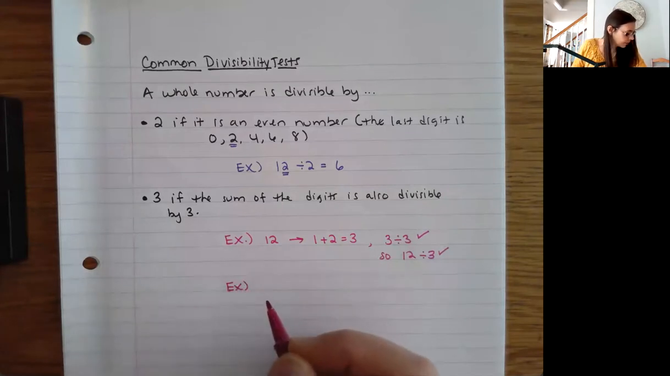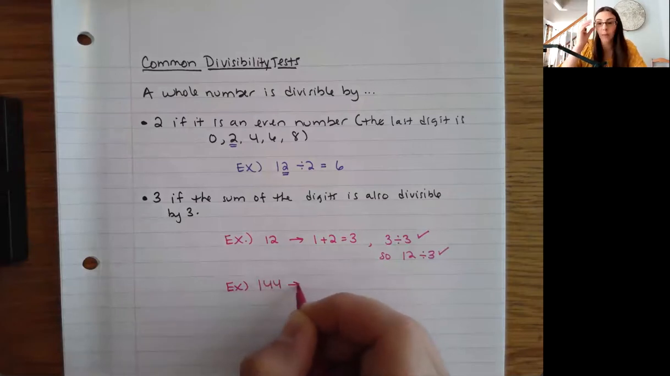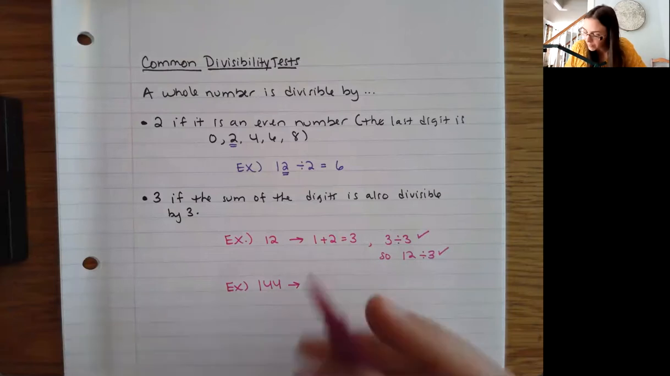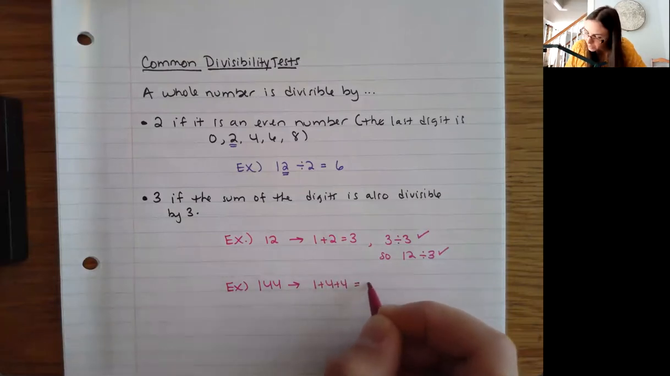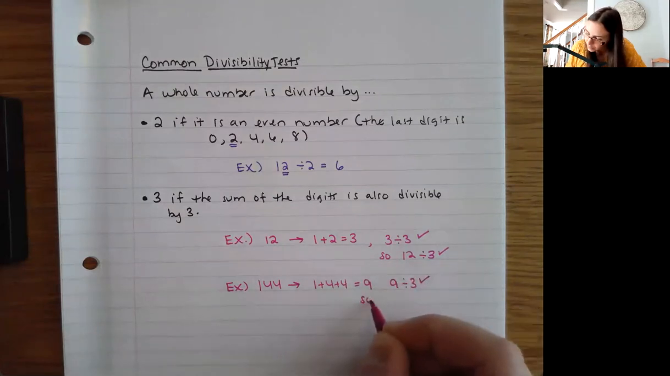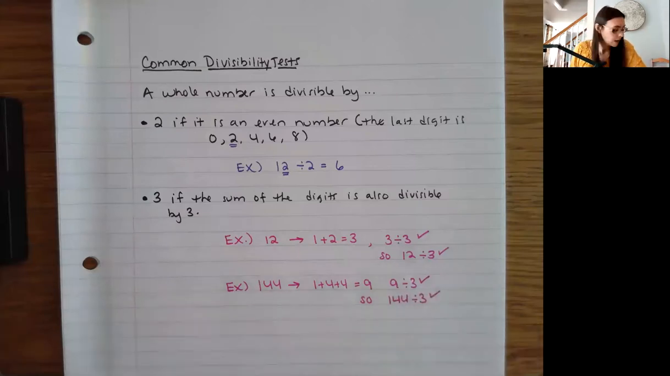Let me do another example here. So how about 144? Now this is a hard one where you may not know this off the top of your head. So is this divisible by 3? I don't really know. But if I add up my digits, 1 plus 4 plus 4, I get 9. And because 9 is divisible by 3, so is 144. It will also be divisible by 3. So it will come out nice and even here. If you do your long division, you're not going to get a remainder.